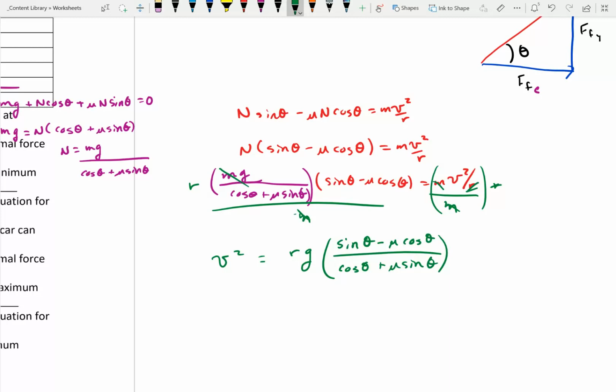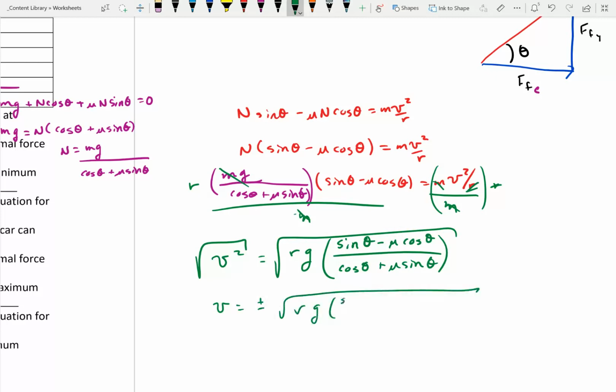Now with that equation for my speed, I just go ahead and calculate it. So I square root both sides, and I have v is equal to plus or minus the square root of rg times sine of theta minus mu cosine of theta over cosine of theta plus mu sine theta.